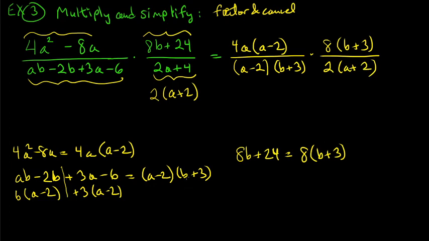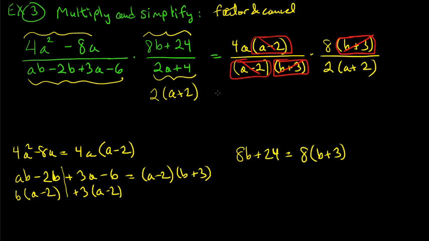Okay, so I think that's about it. I mean, we could go further here, right? You can factor the 4 and the 8. On the other hand, let's take care of that later, right? So remember, a minus 2 over a minus 2 is 1, so we can definitely cancel those. We can also cancel b plus 3 over b plus 3, right?